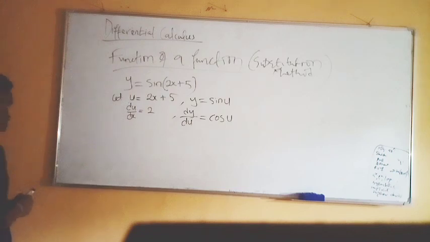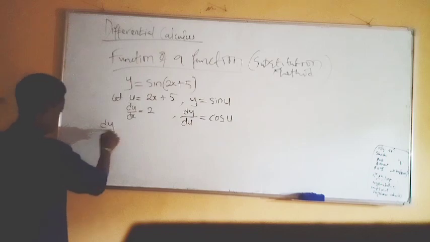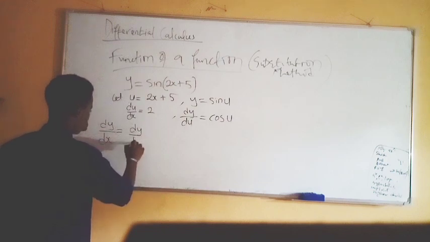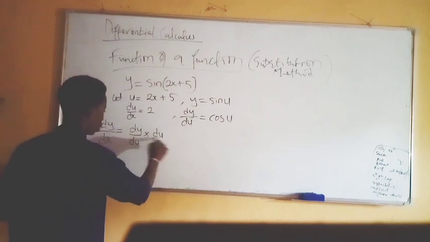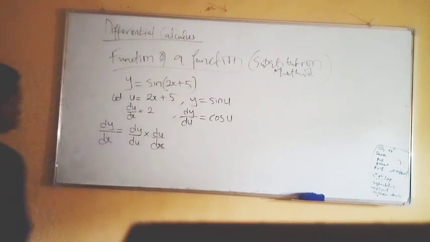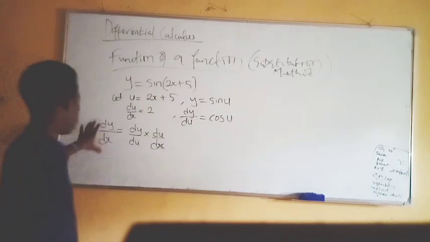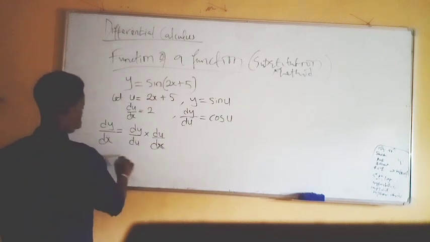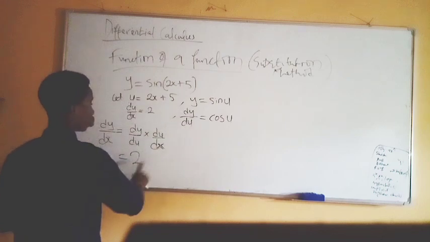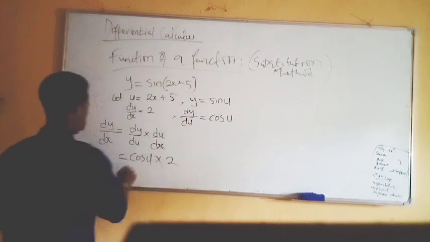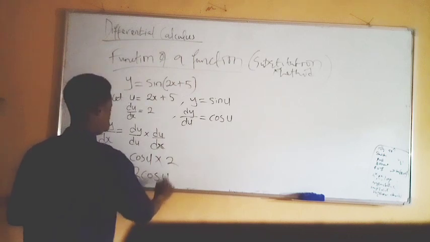Now, the dy/dx, which is our original derivative, is given as dy/du times du/dx. That is why we call it function of a function. So by substitution, we have been able to get this formula. So of course our du/dx is 2, and our dy/du is cos u. So this gives us 2 cos u.